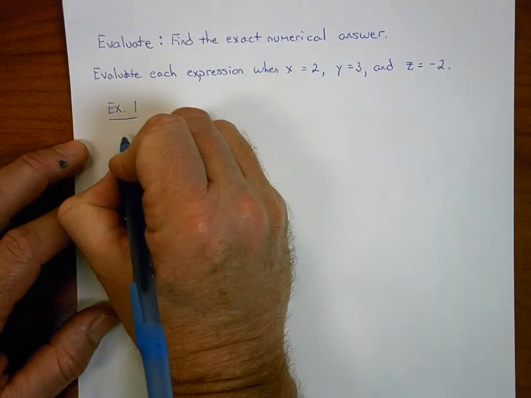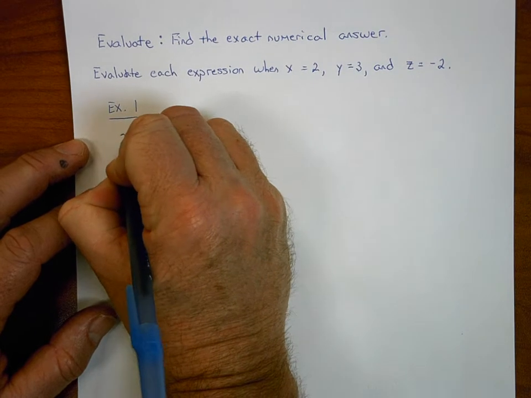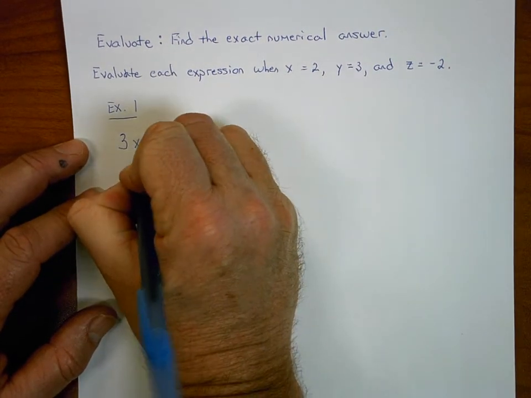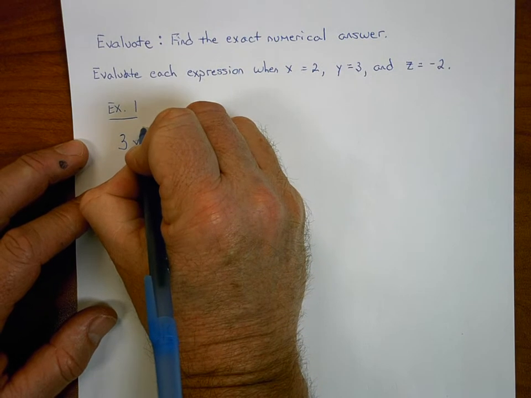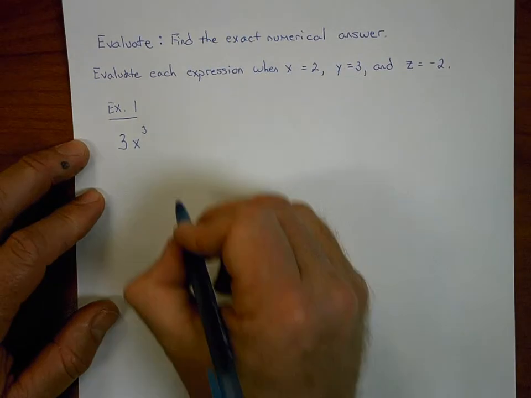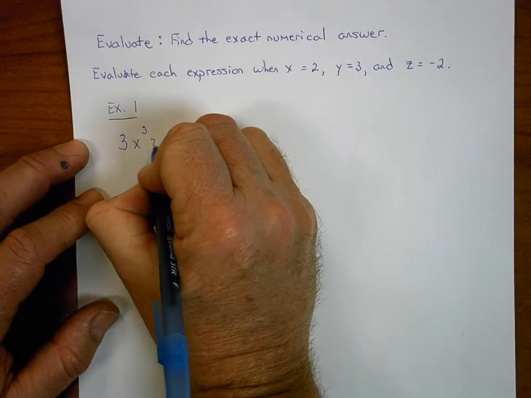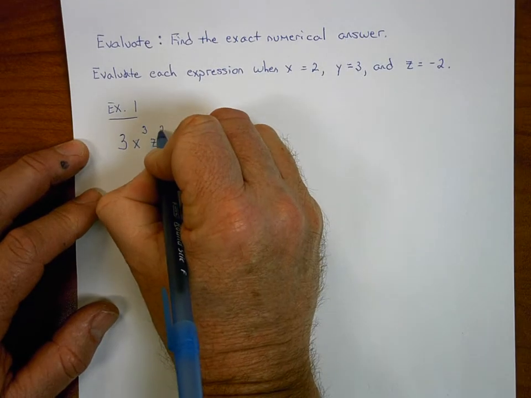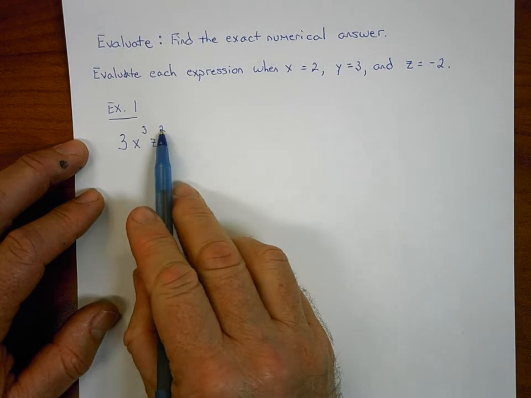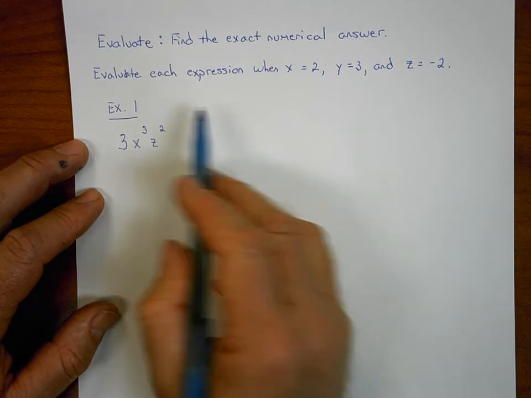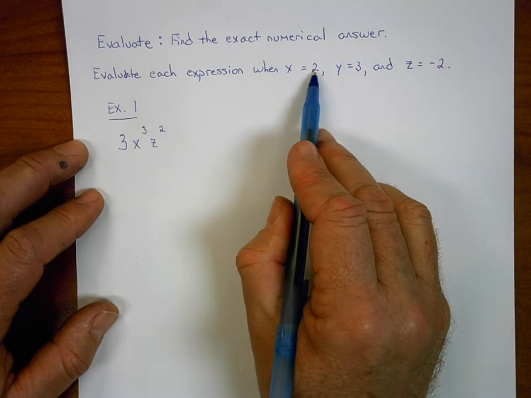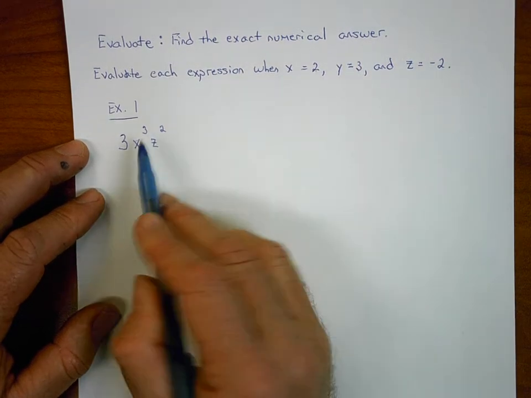So the first example will be an example that involves a coefficient, and in this example we'll look at it just involving an x value with an exponent of 3, and then a z value with an exponent of 2. So in this expression, all the exponents are going to be positive. Okay, so in order to evaluate this, the first thing that we have to do is substitute a positive 2 in the place of x.